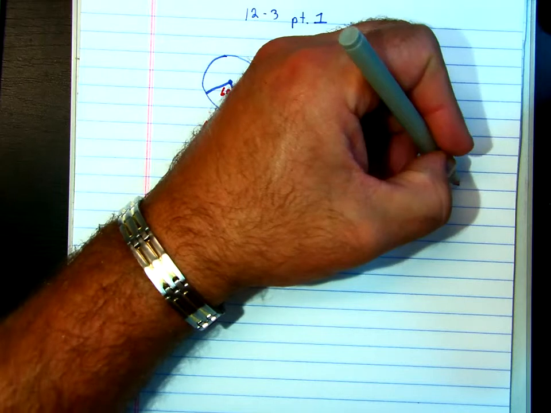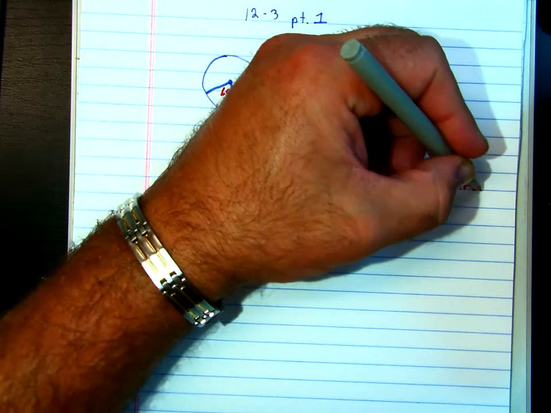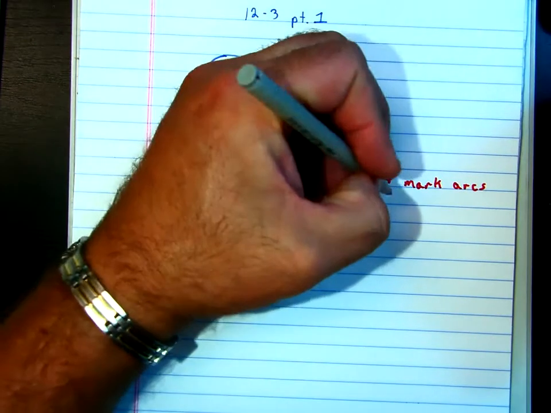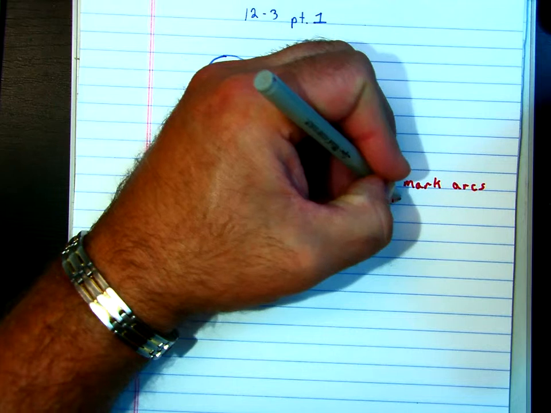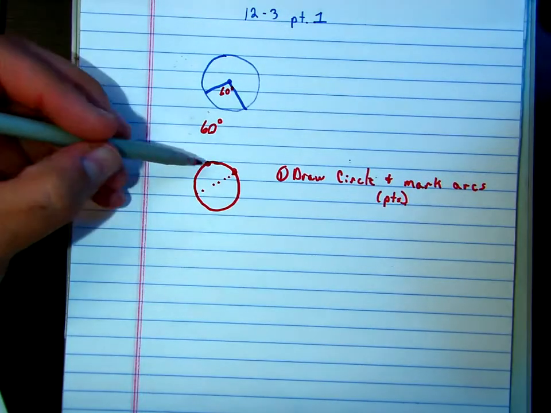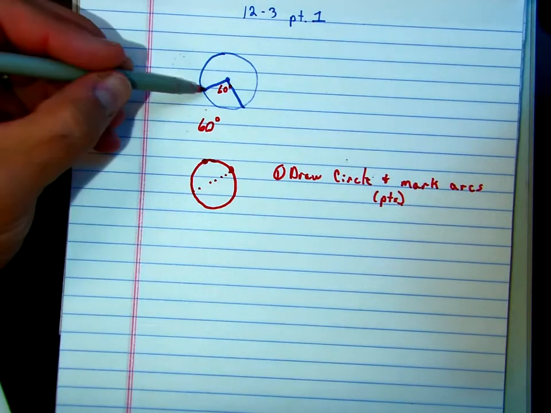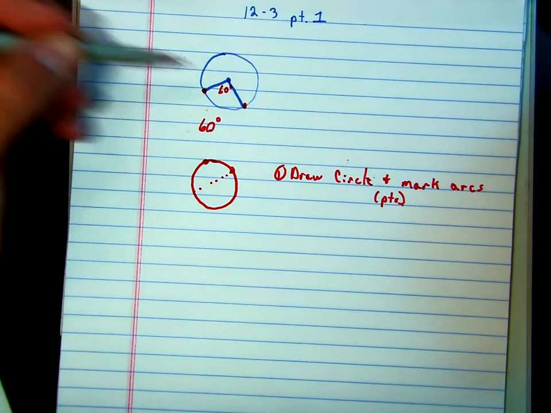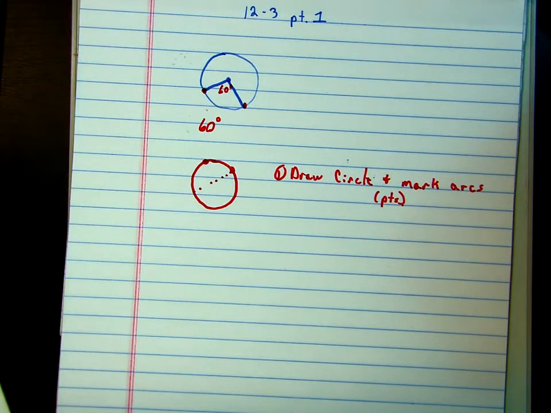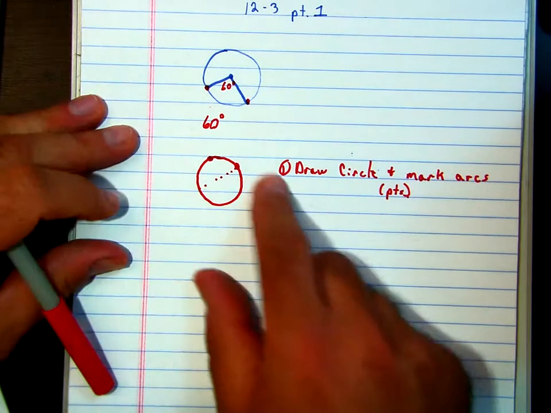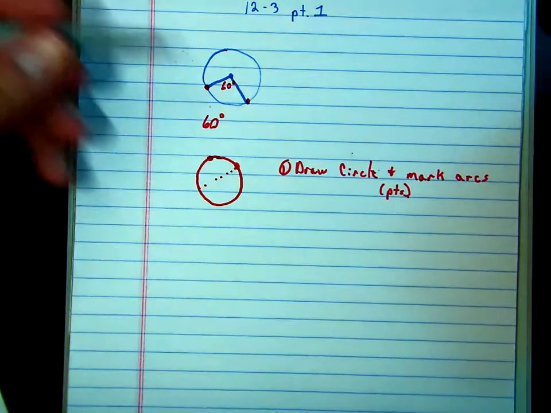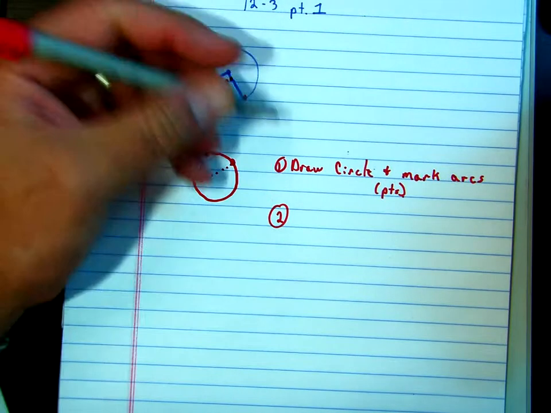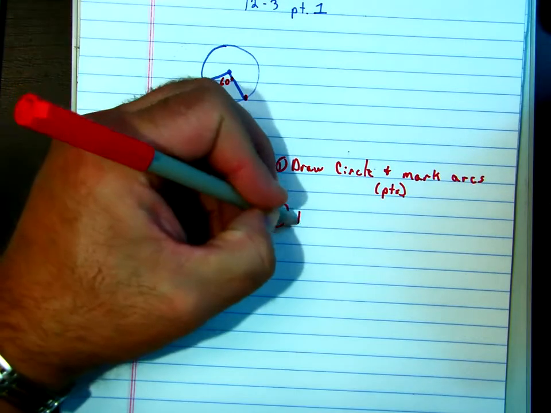Okay, and you want to mark the arcs with points. So like this, you're going to put points wherever the lines touch the circle. Now, the reason you're doing this is because you're going to draw one thing at a time and find the measurement. Then two, you want to see if they give you a diameter.